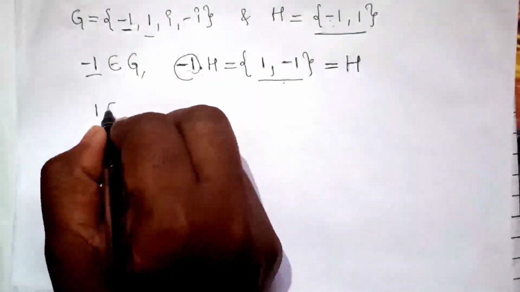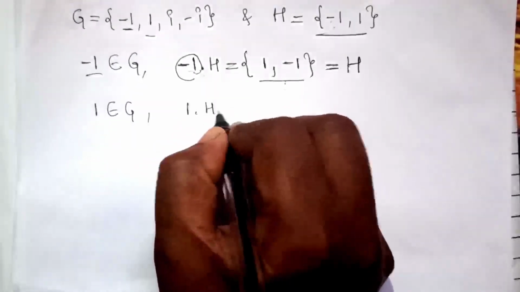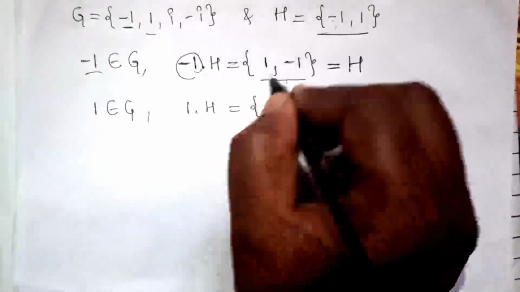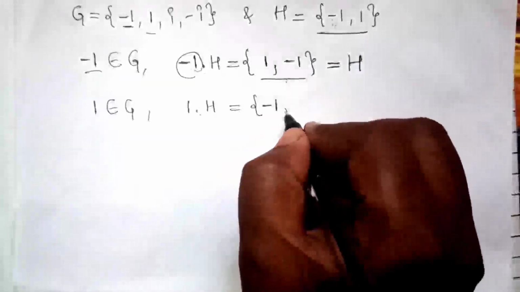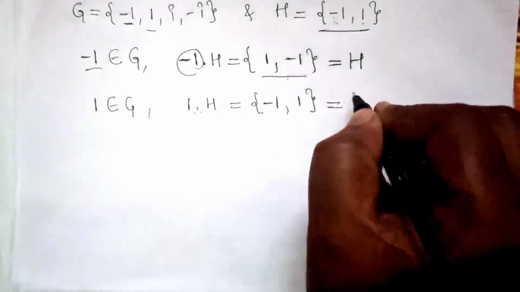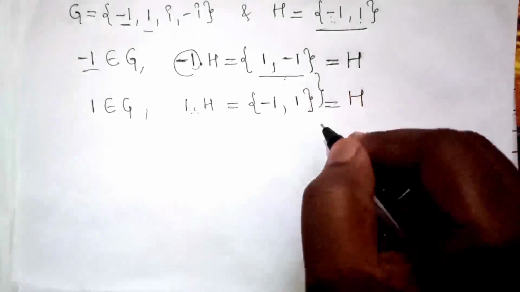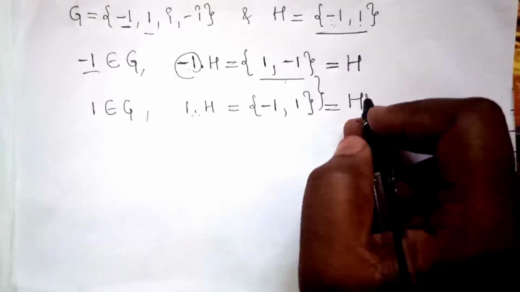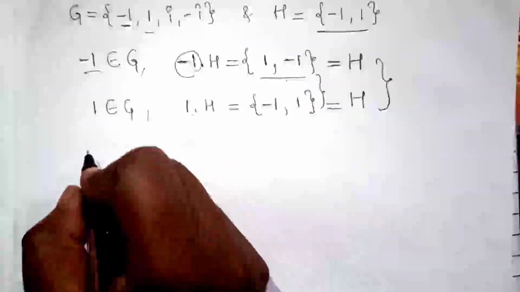therefore we can write it as H. So next we will consider the next element, 1 belongs to G. So 1 into H equals to, we get 1 into -1 equals to -1, 1 into 1 equals to +1. Again we got H only. These two cosets are same, therefore we consider only one coset because these two are the same cosets.